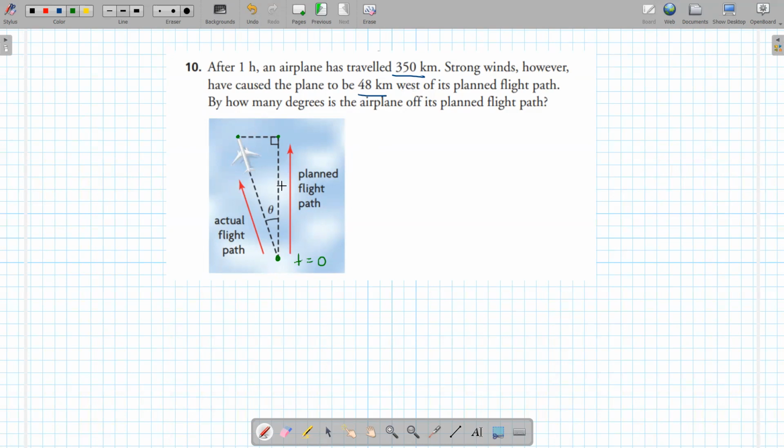The hypotenuse, the opposite, or the adjacent? The opposite would be 48 because that's how far it's drifted off its course. And the fact that it's taking this path means this is 350, not the straight line there. So now we're looking for theta: sine, cos, or tan? Sine. Sine is right. So the answer is just sine inverse of 48 divided by 350, whatever that is, and you're done.